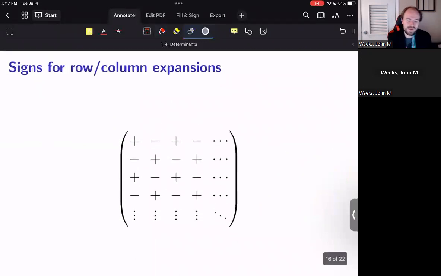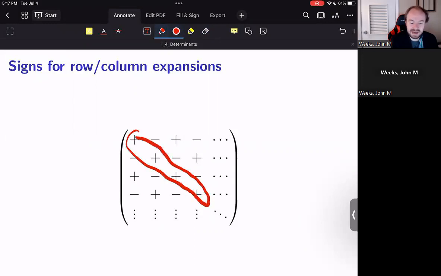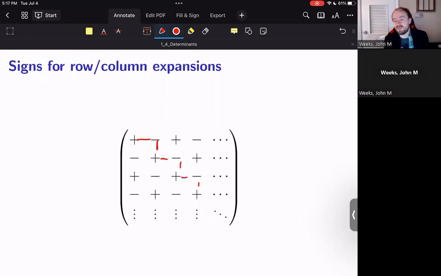Now, real quickly, we can get signs for those row and column expansions like this. Start with a plus in the top left, and then you know that if you ever move right or down from that plus, you're switching your sign. So for example, everything along this diagonal is going to be plus because anytime that I need to move onto the diagonal, I have to move right then down, then right then down. That's an even number of steps to get from the top left corner. So all of those are going to be plus.